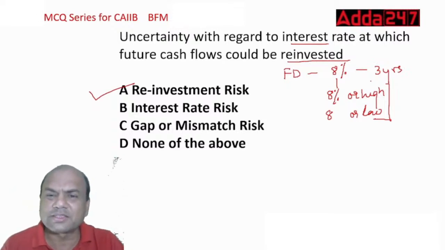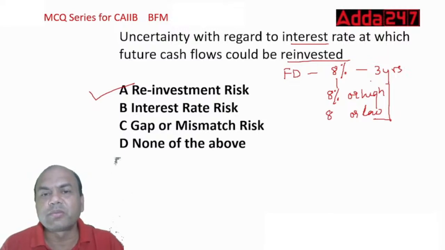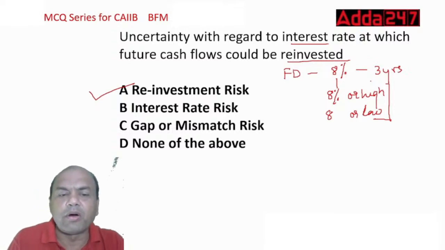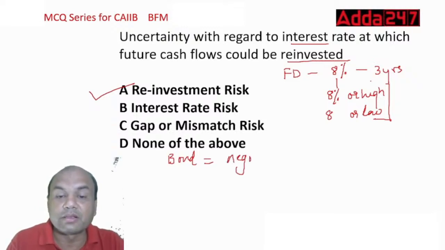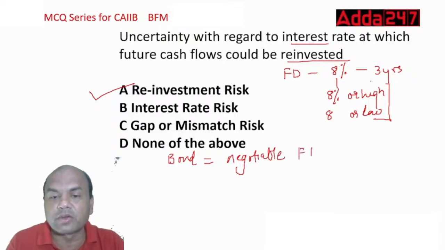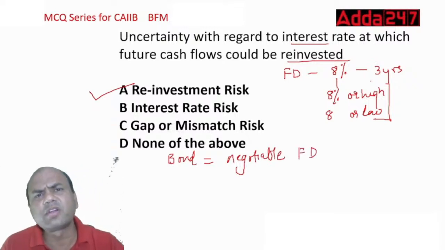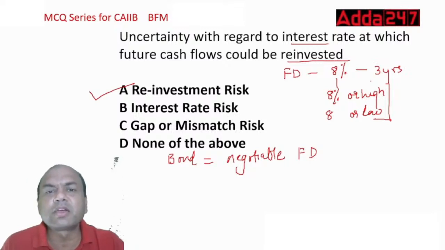See here, you'll say, what is this FD? We are talking of BFM here. In BFM, remember, all your bonds are similar to FDs. Now tell me, what is the difference between bond and FD? The difference is not much. I'll just give it to you simple: bond equals negotiable FD. Remember, negotiable FD. Because what is FD? FD is not negotiable, right? Now, what do you mean by negotiable?